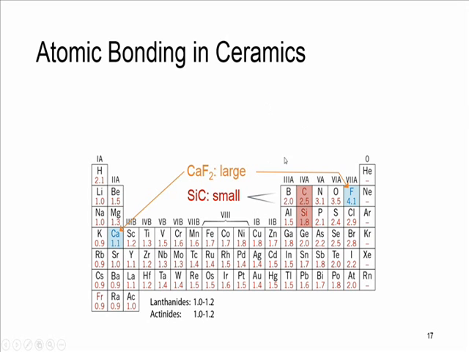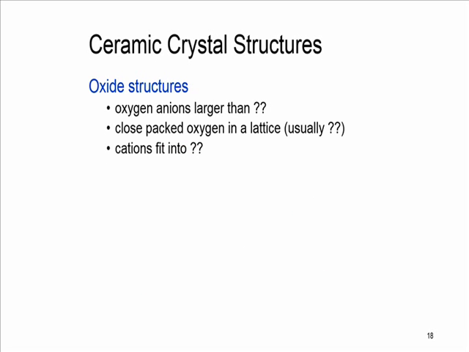CaF2 is an example of a very large value of ionic character, and silicon carbide is an example with a small value of ionic character. A common group of ceramics are oxides, which have the oxide structure. In these structures, oxygen anions are larger than the metal cations. Close packed oxygen in a lattice results in an FCC crystal structure. Here, cations fit into interstitial sites among oxygen ions.